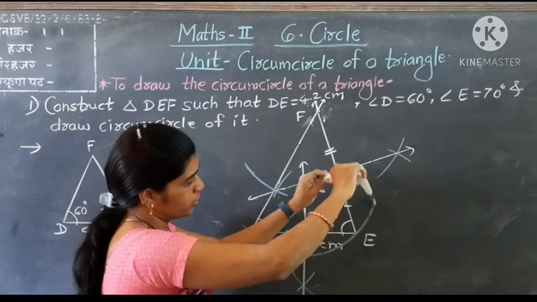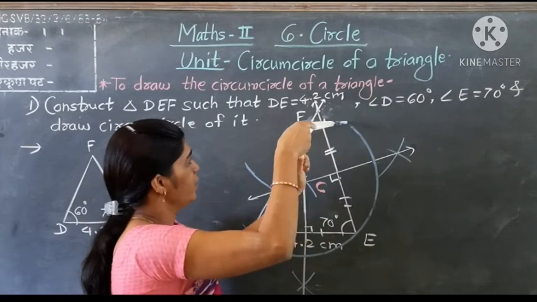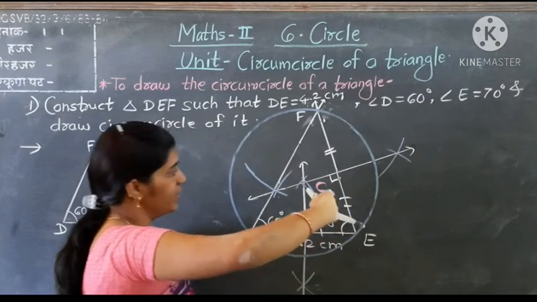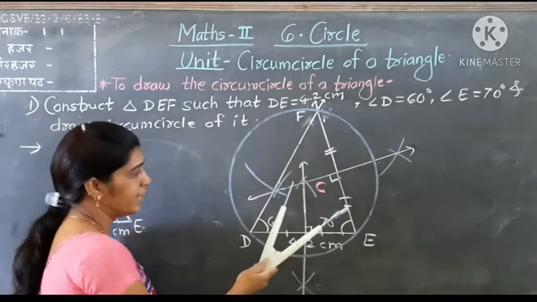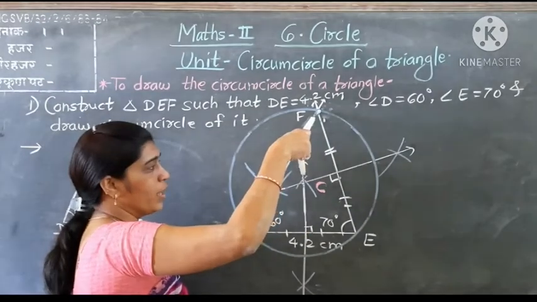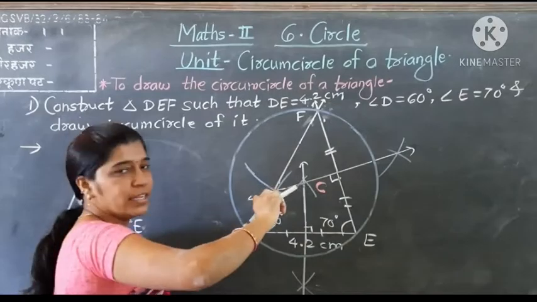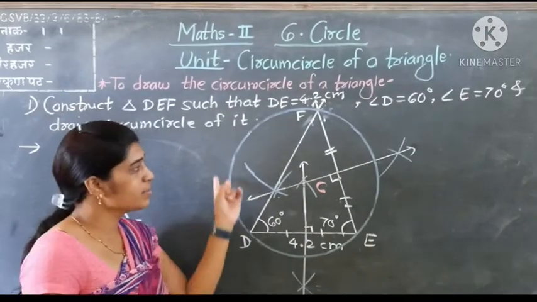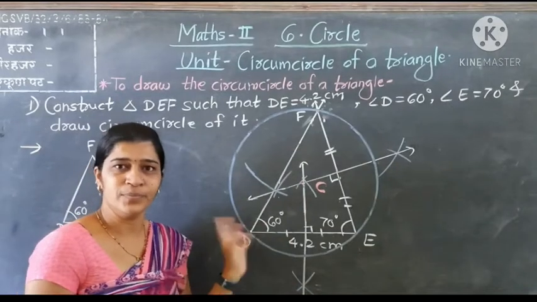See how to draw circle? In this way, you take radius and complete this circle. Okay, here take C as center and radius as up to point F or E or D, and draw the circle.